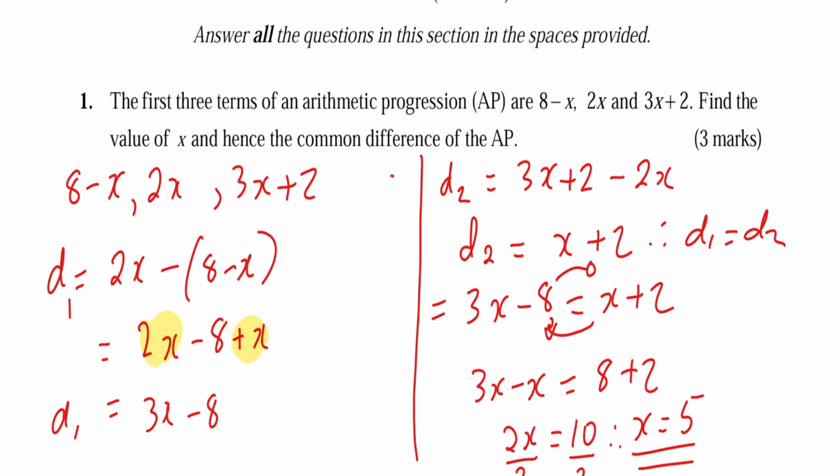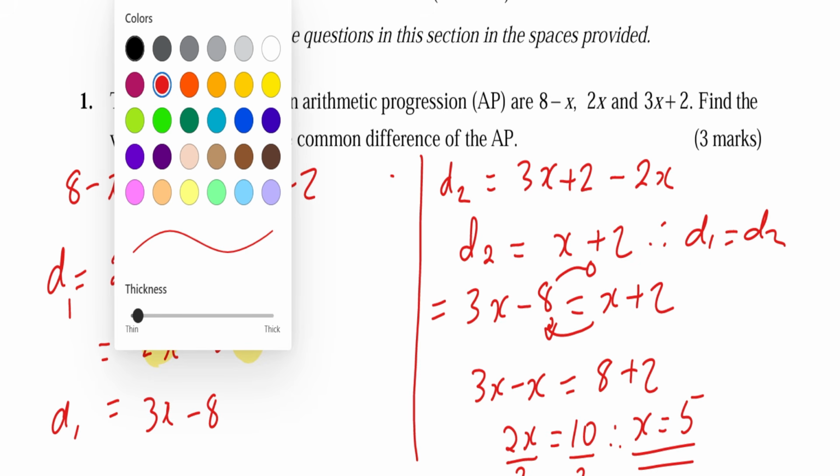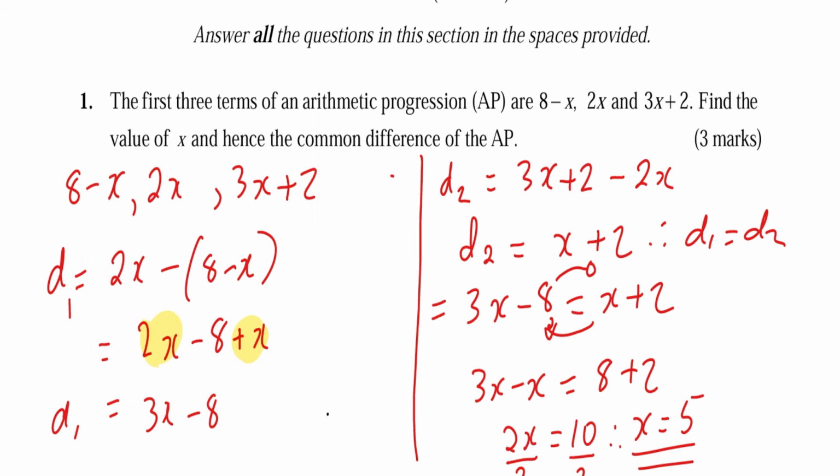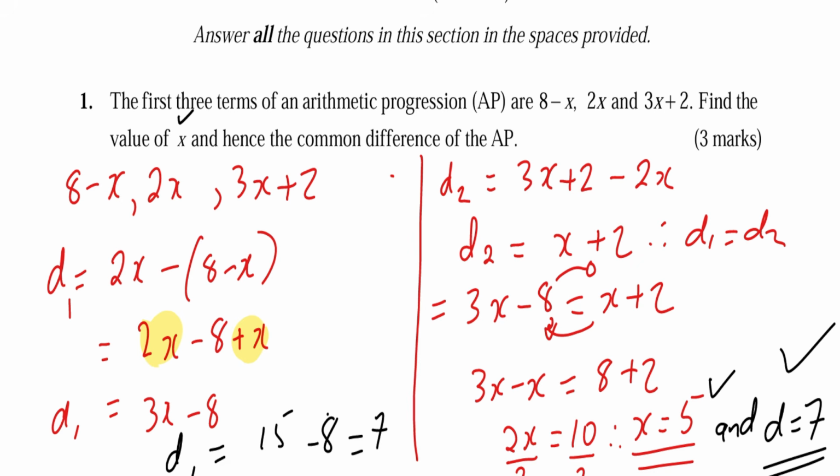So basically umepata the value of x, but now remember that that is not the answer for common difference. Common difference, you can take d1 or d2, whichever the case. So let's take d1, tunasema ni 3x minus 8. So 3 times 5 minus 8, which is 3 times 5 ni 15. So 15 minus 8 gives you 7. And therefore your common difference, or d, is equal to 7. So this is your answer as well. So let's go to the second question.